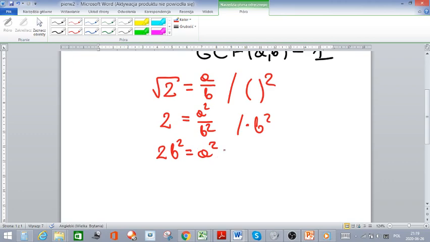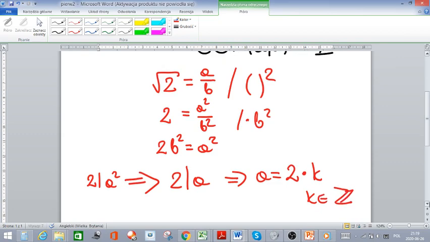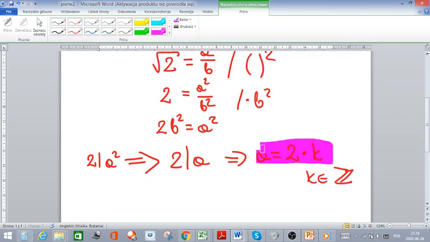Okay, so what can we read from this? We can read from this that 2 is a divisor of a squared, and from this point we can read that 2 is dividing also a, and that means that we can show a as 2 times something. We can say k, where k is some whole number. So what we got is that a equals 2 times k.